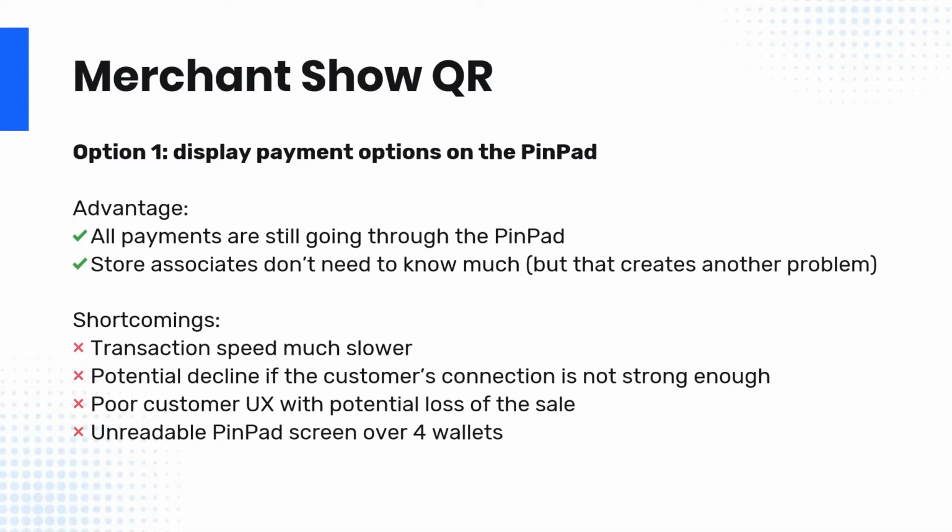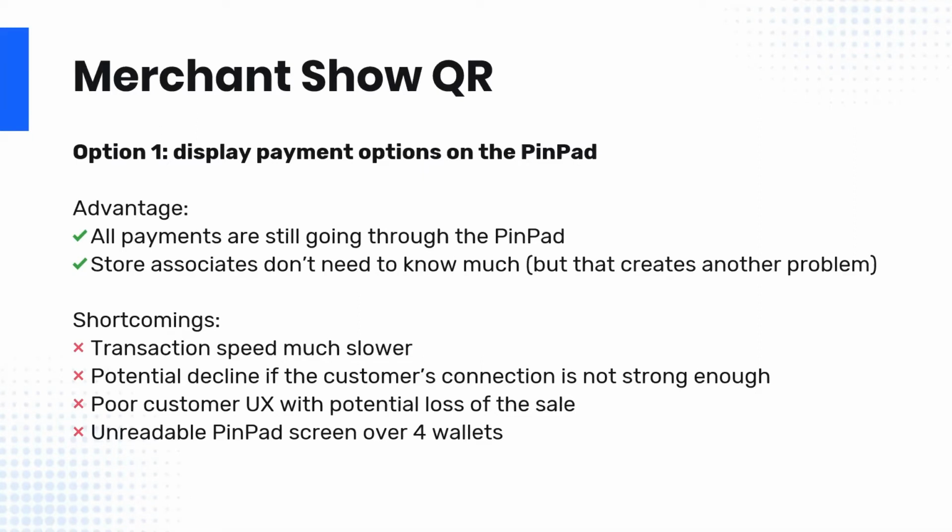At that point, the customer needs to click on the QR wallet they want to use, wait for the pin pad to display a QR code, then they will use their wallet app on their phone to scan that QR code. They will validate the payment, payment will be processed, and the pin pad will send information back to the point of sale that the transaction was successful.